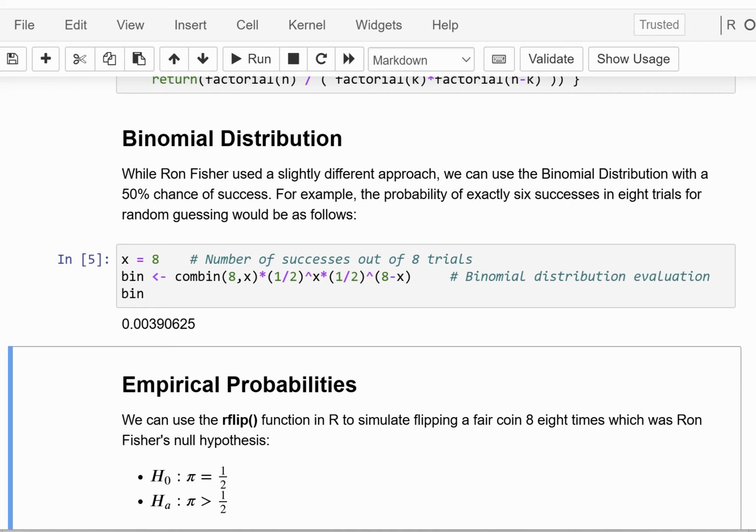Oh, now there's less than 1%. We're looking at approximately 0.004, or 0.4%, right? So we're not in a situation that's very likely. Getting all 8 correct if you're guessing at random is less than a 0.5% chance of happening.